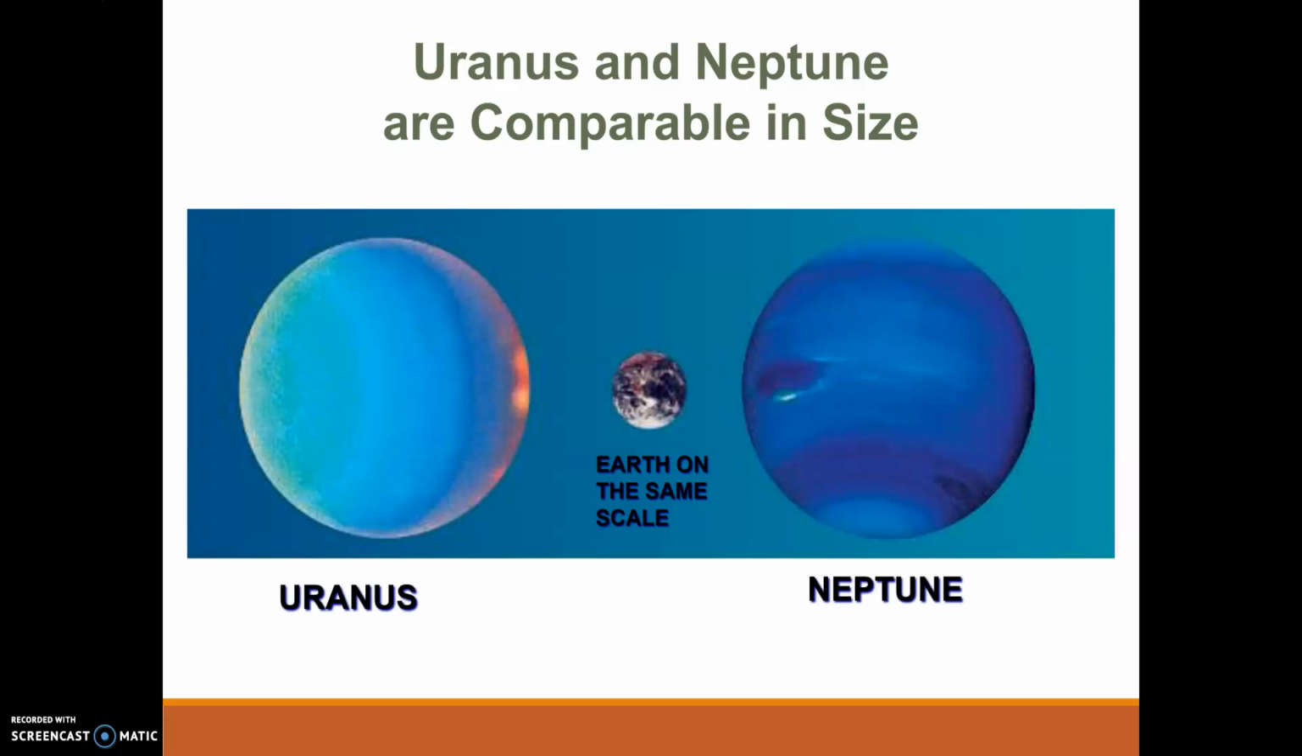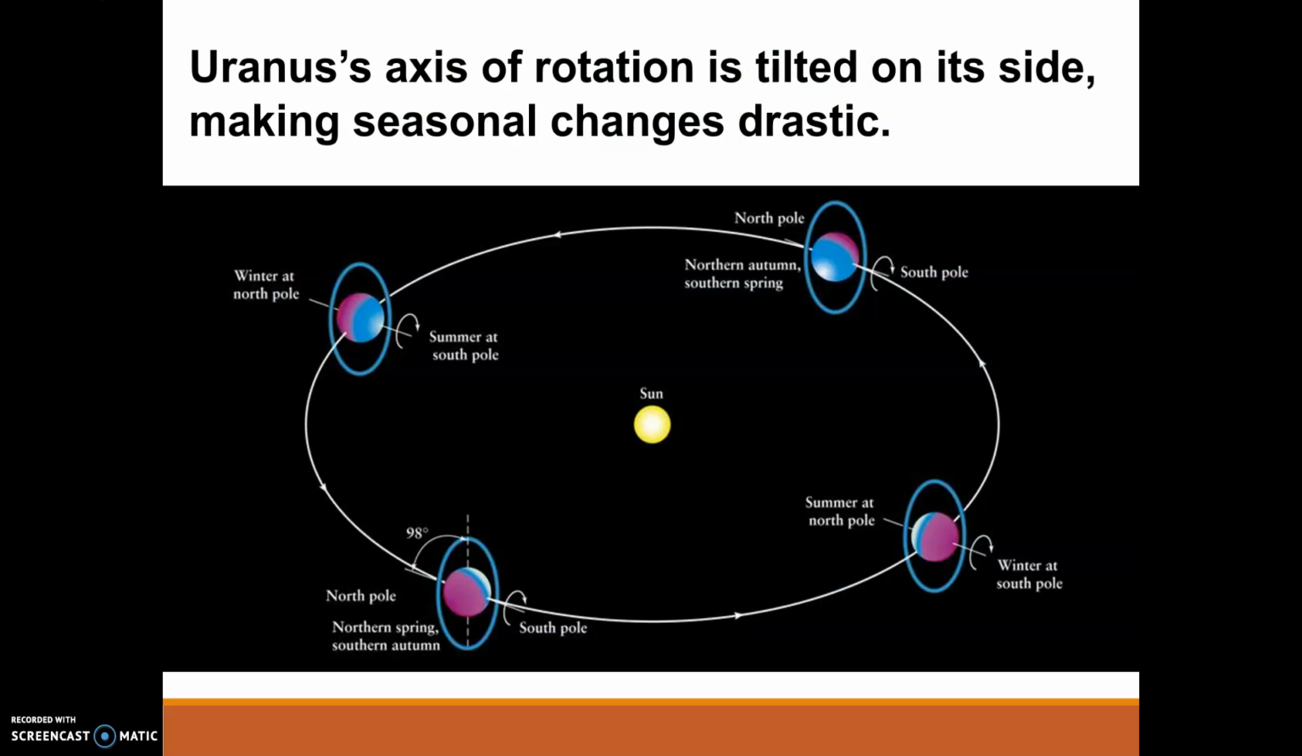So in our Uranus and Neptune comparison, we have very similar sizes here, as you can see, but our Earth on the same scale is significantly smaller than these larger Jovian planets. A really interesting thing about Uranus's axis is that it's actually rotated completely on its side. So our axis points towards the sun in some ways, creating really drastic seasonal changes on this planet.